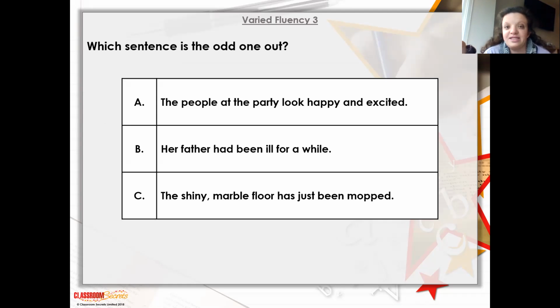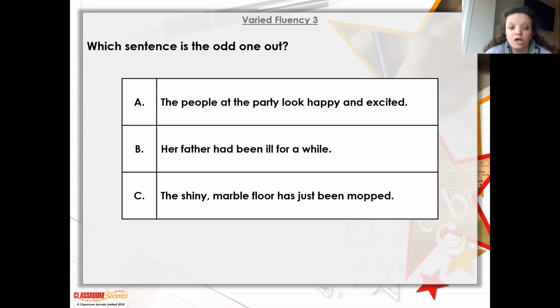A: the people at the party looked happy and excited. B: her father had been ill for a while. C: the shiny marble floor had just been mopped. Which one puts the adjectives in a different place to the others? Which one doesn't put them in the same place as the others in regard to the noun? Pause if you need to. Write down A, B, or C.